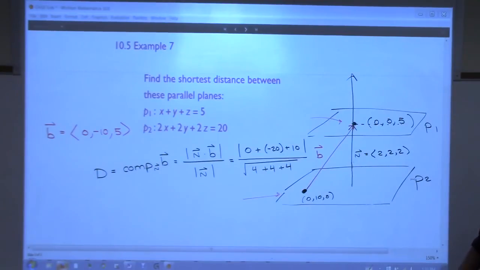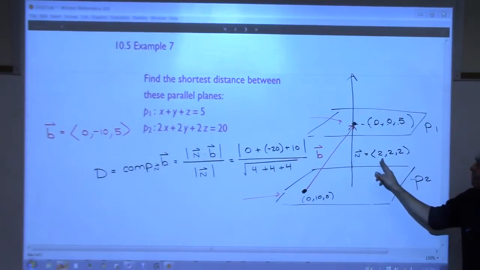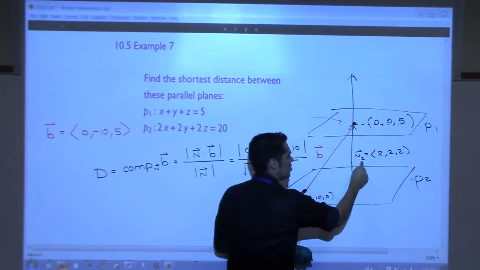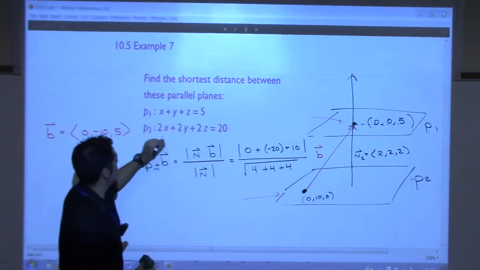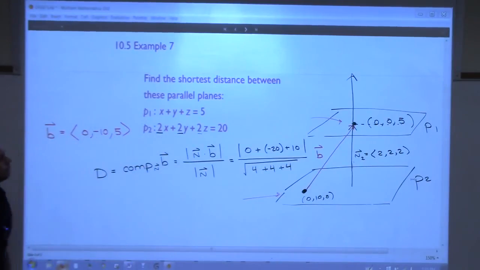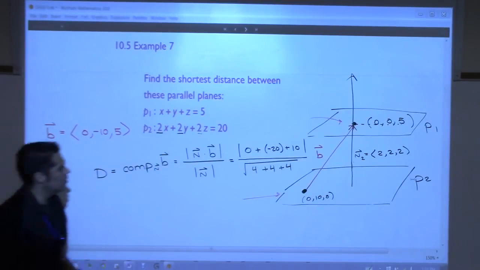Why is what 2? Okay, because we were looking for the normal vector of plane 2. Maybe I should have done that. Normal vector of plane 2. Plane 2, the normal vector is 2, 2, 2. I could have used 1, 1, 1. Why is it -10 and... Oh man, I erased it. Oh well, no, you can do it here.